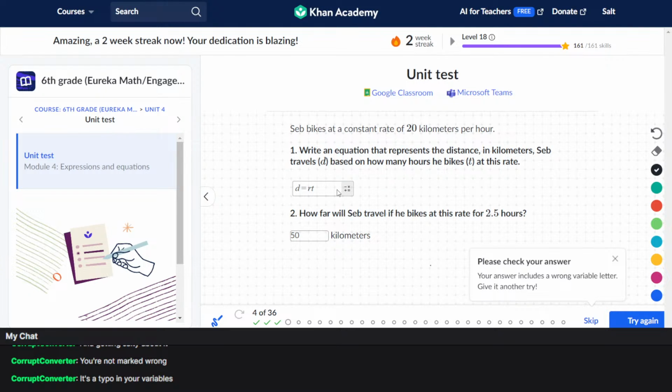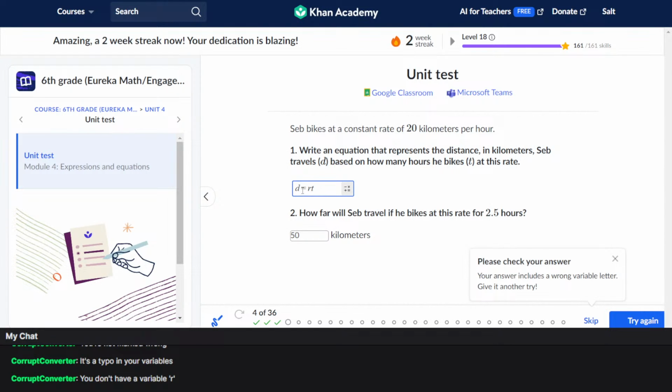A typo? What do you mean typo? What did I do wrong with my variables? Wait, what? I'm so confused. Is this not the equation? 3 times time? Yeah, I do! I wrote D equals RT. Corrupt Converter says you don't have a variable R. What? It's right here. Oh wait, I just covered it up. It's right there. D equals RT.